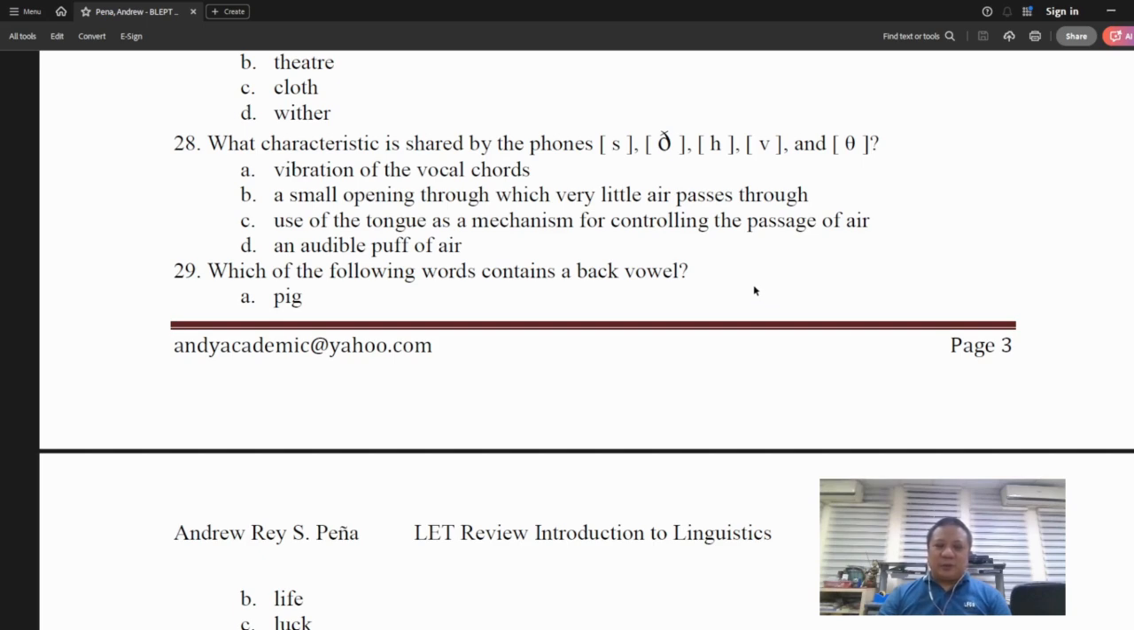Vibration of the vocal cords, well, S and don't have the vibration of the vocal cords. So the answer is B, a small opening through which very little air passes through.